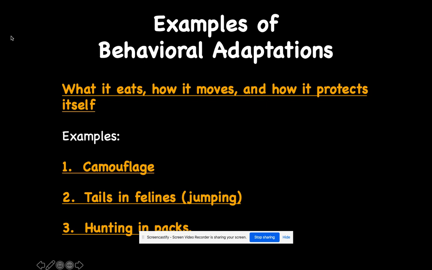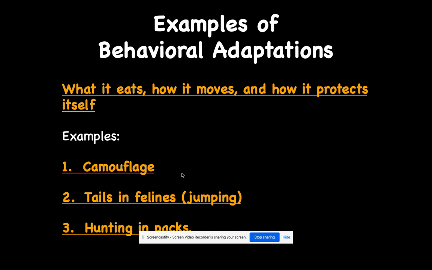One is camouflage. Think about what animal, and there could even be plants that help camouflage. And what does that do? It protects them from their predator. Maybe another example is they have tails. It's pronounced feline, and it helps them jump. Think about like a kangaroo. That helps them escape from their predators. That's a behavioral adaptation. So the difference is it's not on how it looks. That's physical. Behavioral is more on the inside, things they do to survive.